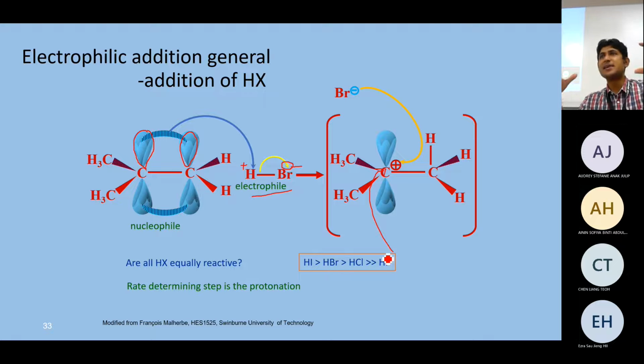Hydrogen iodide is a bigger molecule, right? So iodine is bigger, and then hydrogen, so they already have a long bond length. So it is easy to get separated.